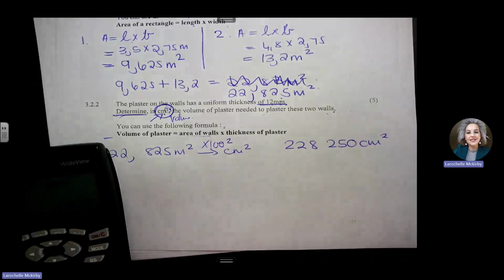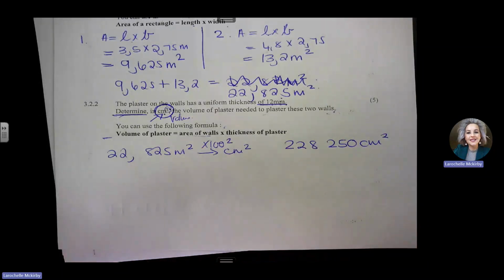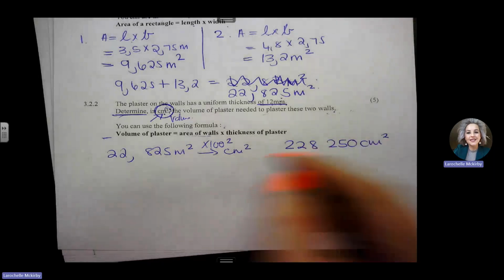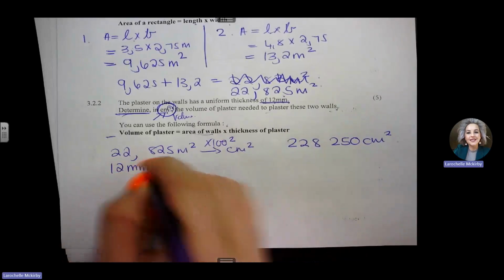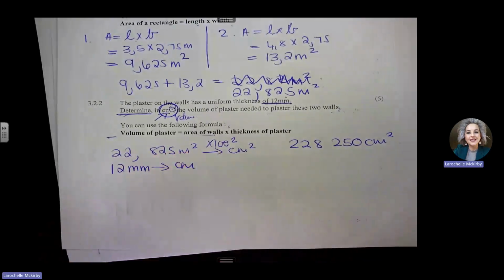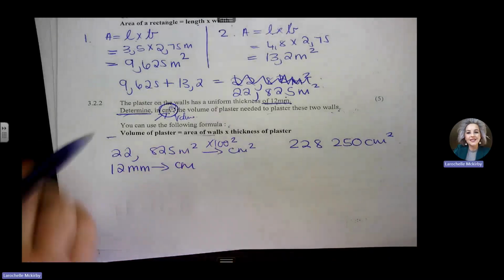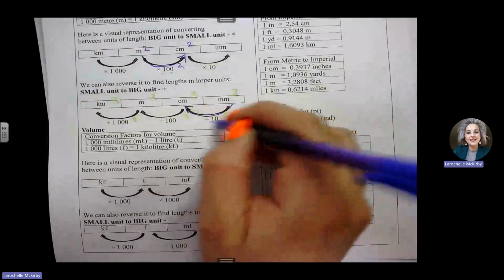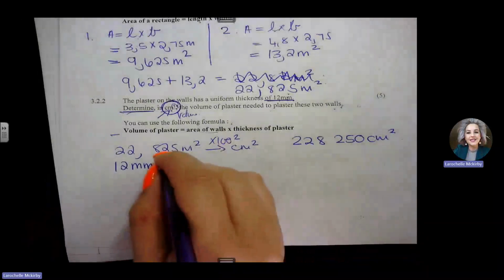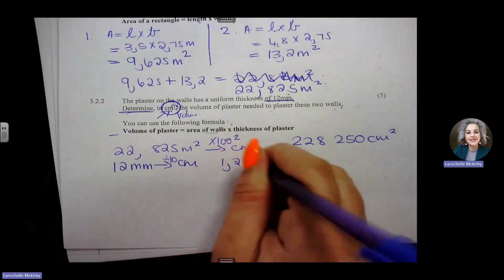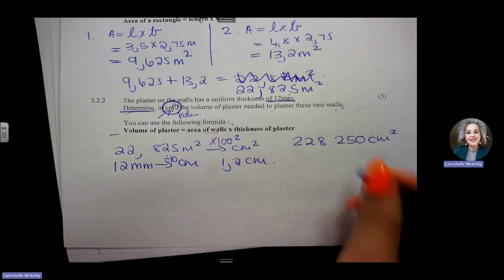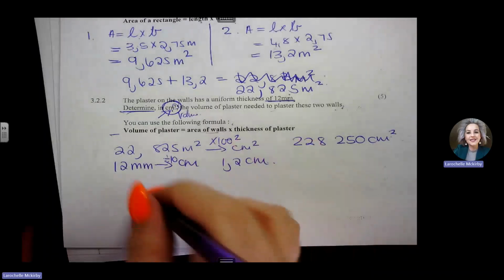228,250 squared centimeters. Okay, right. Now the first conversion is done. The second conversion is 12 millimeters. I need to take that to centimeters, but luckily that's normal millimeters and centimeters. So from millimeters to centimeters, we will be just dividing by 10. Dividing by 10, that will get me to 1,2 centimeters. Okay, first conversion done, second conversion done.